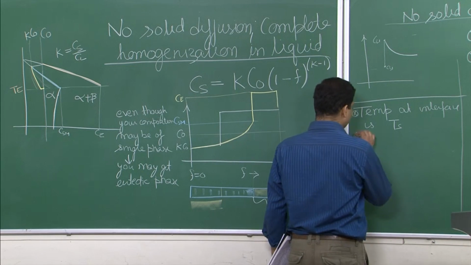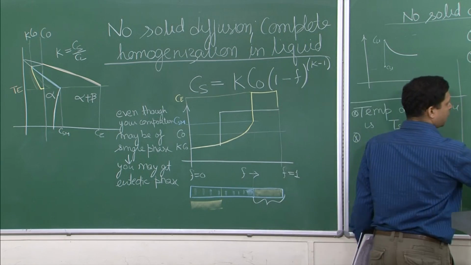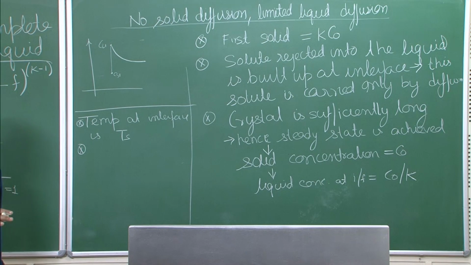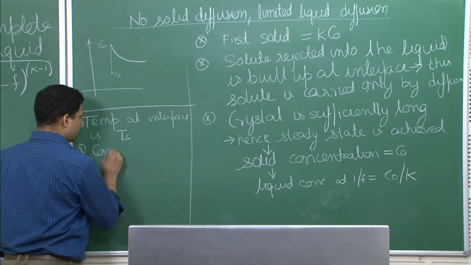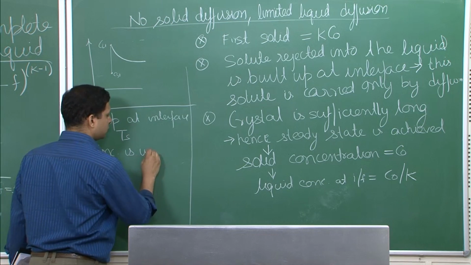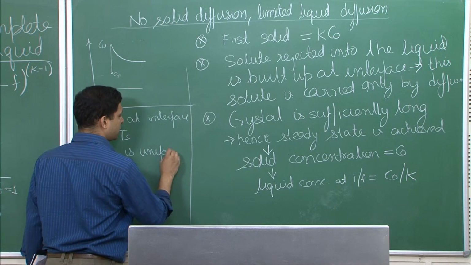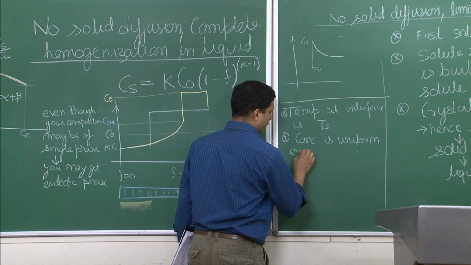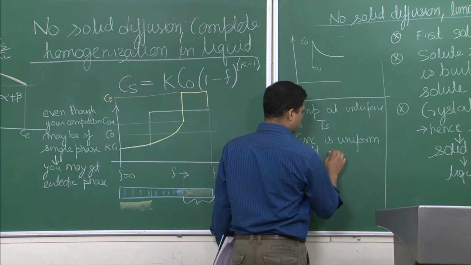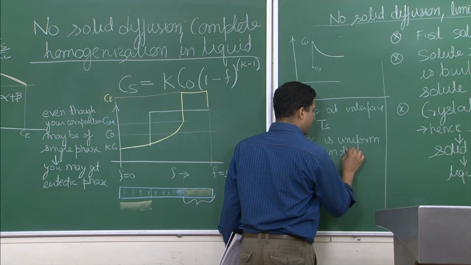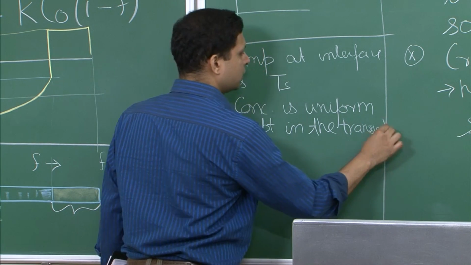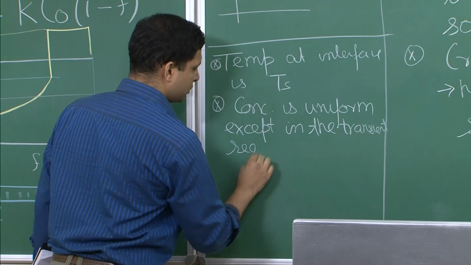And this will lead to, since we are assuming that the crystal is sufficiently long and the concentration of the liquid, hence the concentration of the liquid that is forming is C naught. So, the concentration is uniform except in the transient conditions or in the transient regions. So, these are some facts that are true for this particular condition.